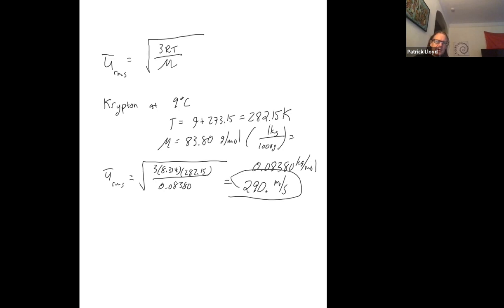Go back over. Okay. So 3RT over molar mass, make sure you're using the 8.314, convert the temperature to Kelvin, and convert the molar mass into kilograms per mole. And there you go. That's it, right?